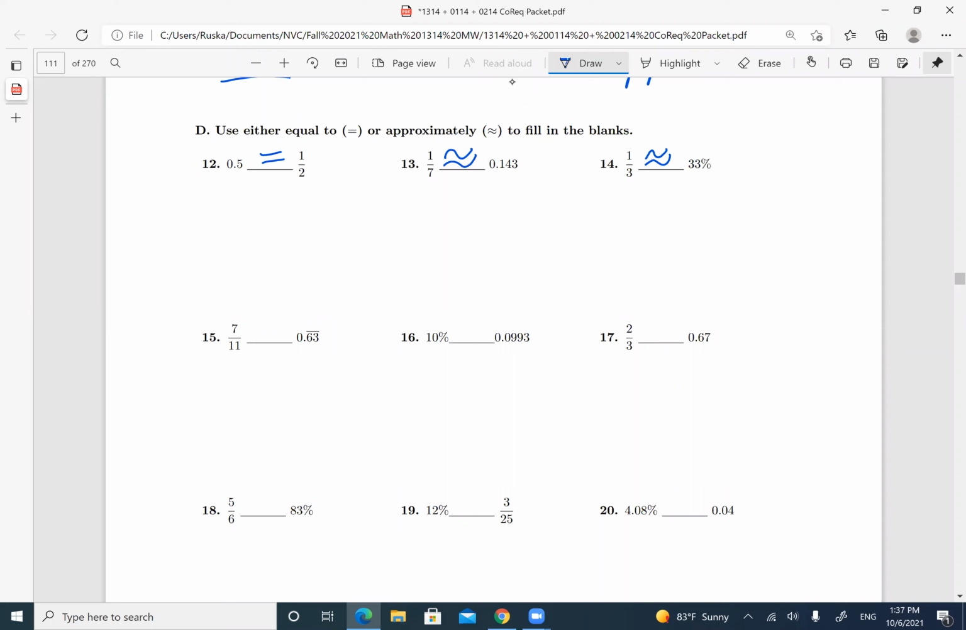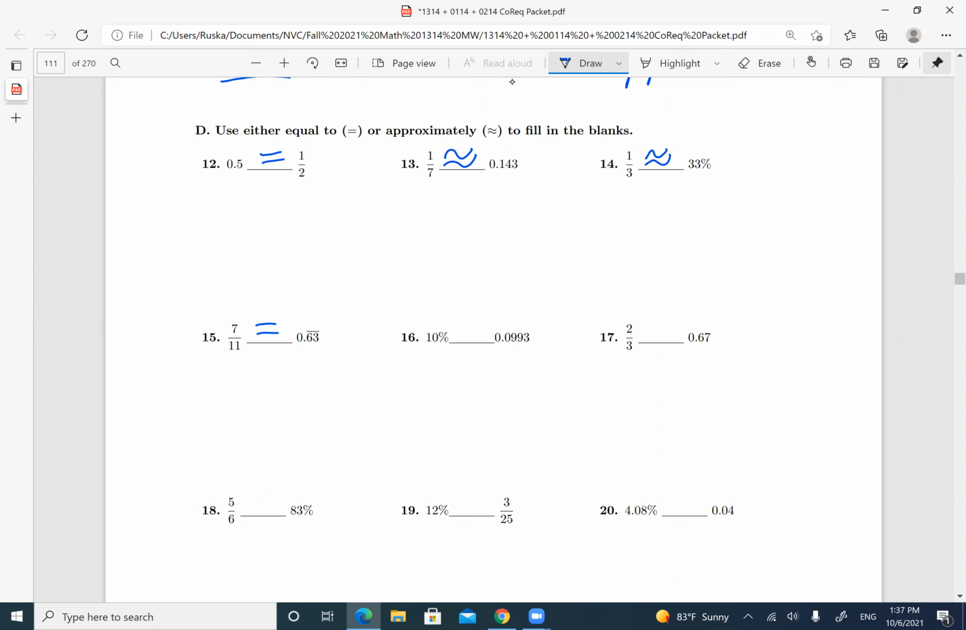Okay, and so on. Now let's do 7/11. 7 divided by 11 is what? 0.636363 repeating, right? And this is exactly what they have here. So they don't round the number, but they put a bar over the 63, which means it's repeating. So you get the exact number there. Okay. How about 10%?